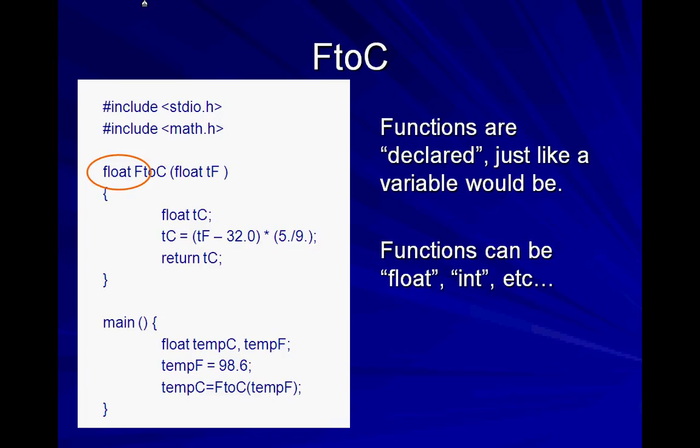And then you give it its name, F to C in this case, and then in parentheses, you need to tell it what kind of information is going to come into this function, the arguments or parameters of this function. Well, in this case, it's going to be a floating point number. F to C expects a floating point number to come in. And in this program, inside of this function, we're going to call that floating point number TF.